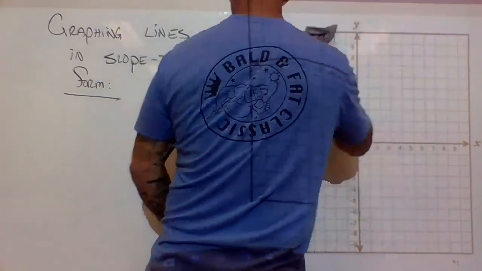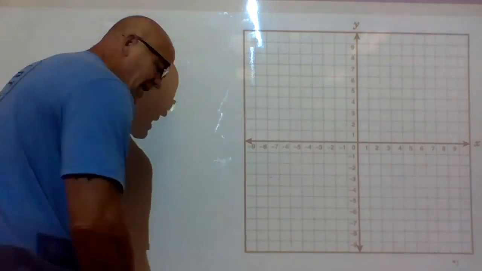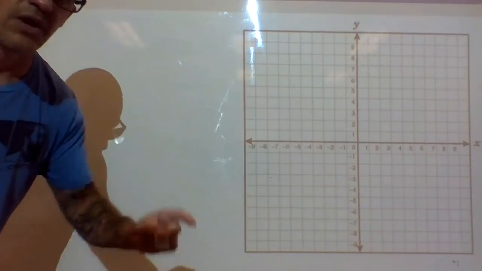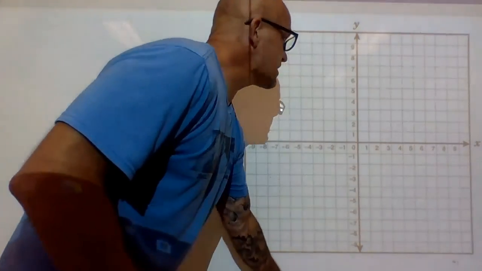Okay, all right. So last thing that we want to do is now I'm going to give you a line that's already graphed, and you're going to write the equation of it. So all I'm going to do is, let's make one up.